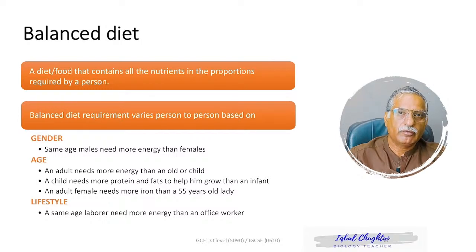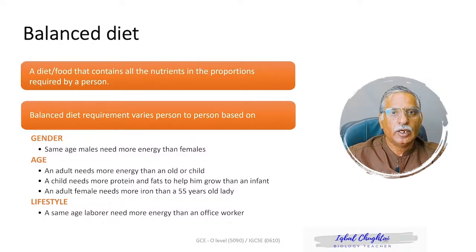Like a 25 years old male laborer needs more energy, more carbohydrates, more fats, because he has to do a lot of hard work moving things from one area to another area, compared to the same age, same gender office worker. You can even say a 25 years old male marathon runner would need more energy than a 25 years old male teacher who has less activity level. So lifestyle can vary the demand of energy. Accordingly, energy yielding components must be present in the balanced diet.